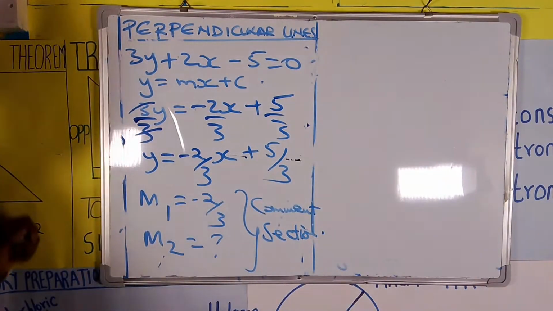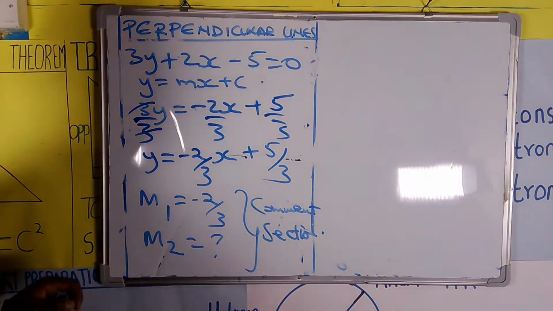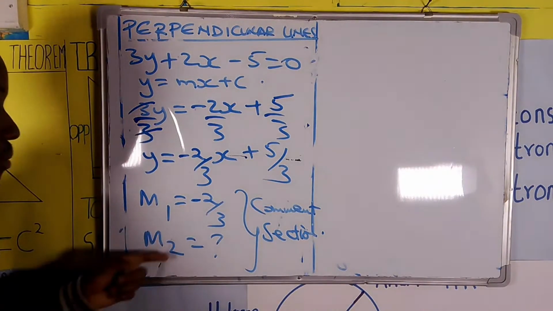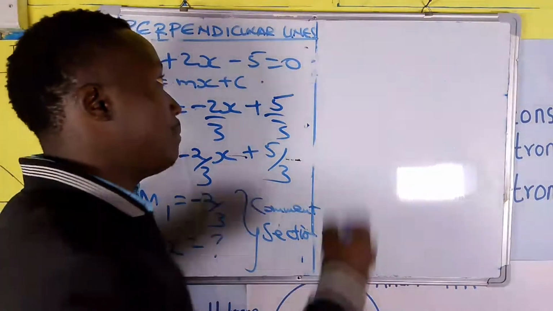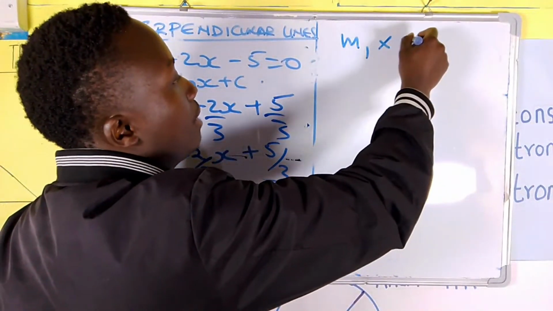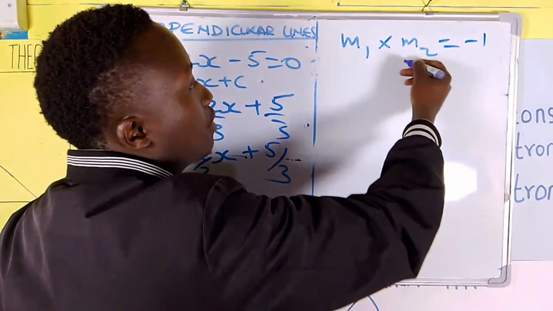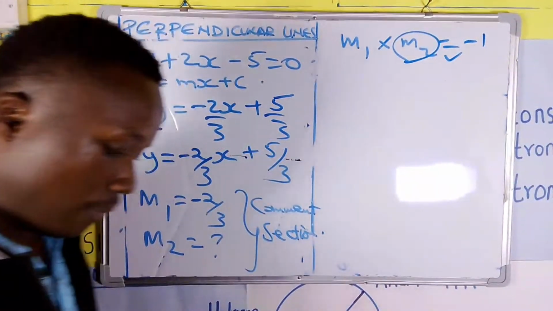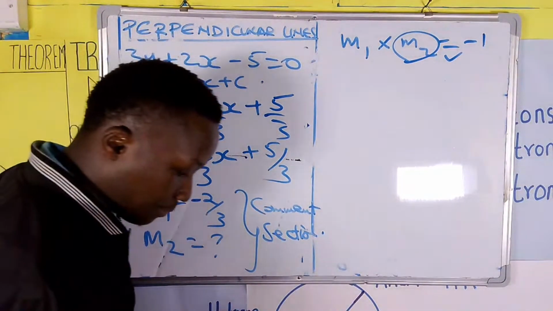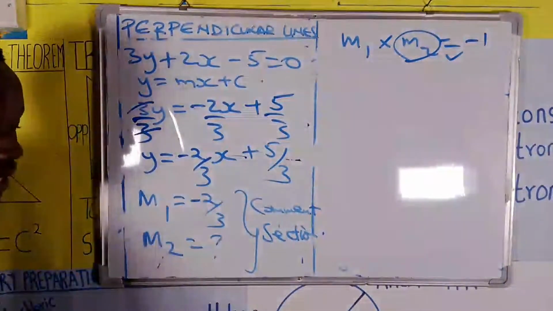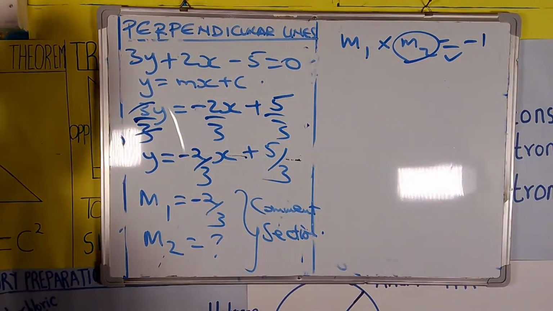We've done the first and the second one. I believe having this one and this one, you can now be able to determine m2. Remember, the formula is m1 times m2 is equal to negative 1. So you can be able to determine m2. I hope you have copied that question. You can proceed and give me the answer for that one.